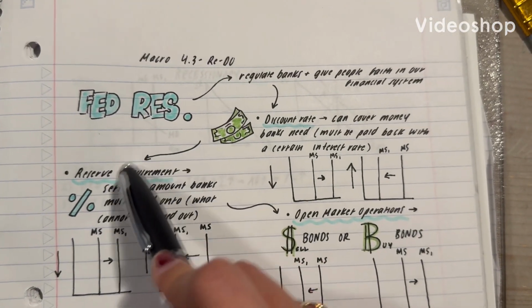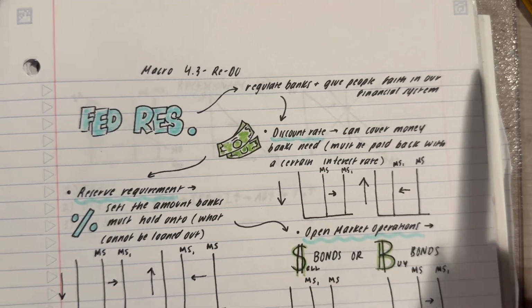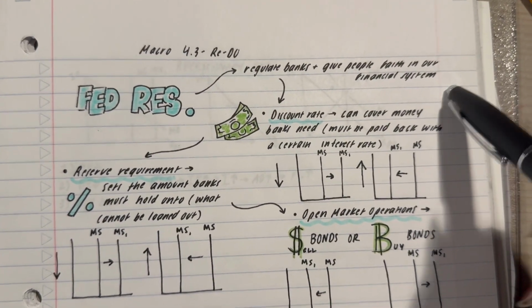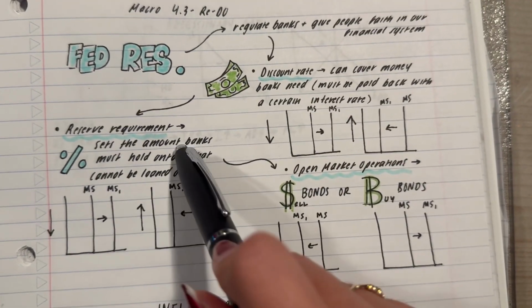So the Federal Reserve has many functions, among them the regulation of banks, and they give people faith in our financial system. Their involvement with banks, however, includes the discount rate and the reserve requirements.